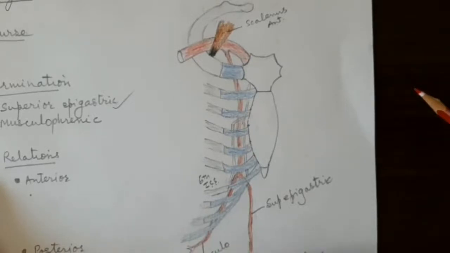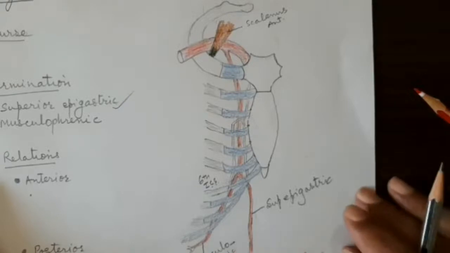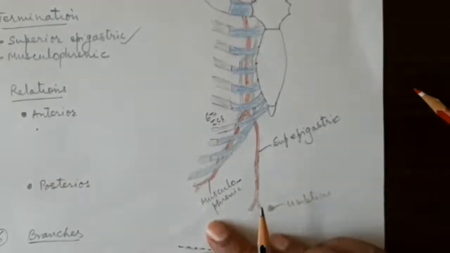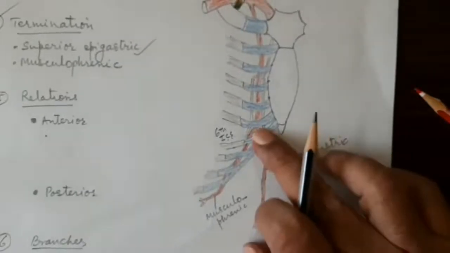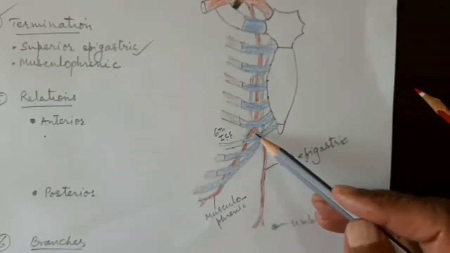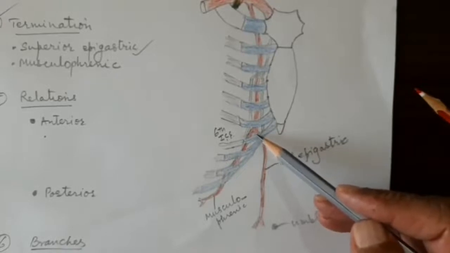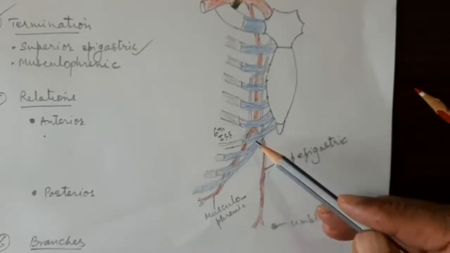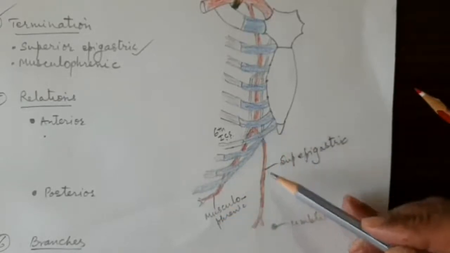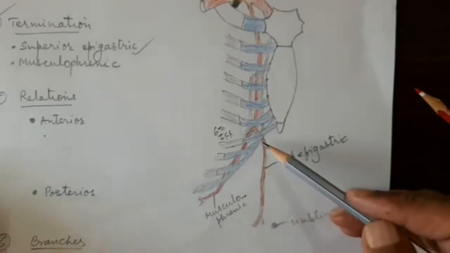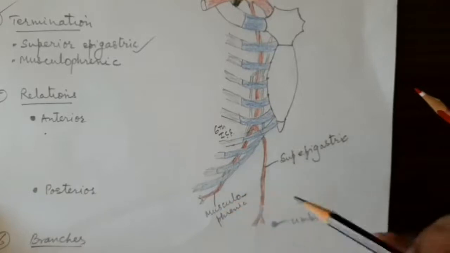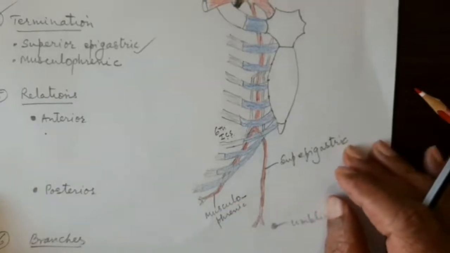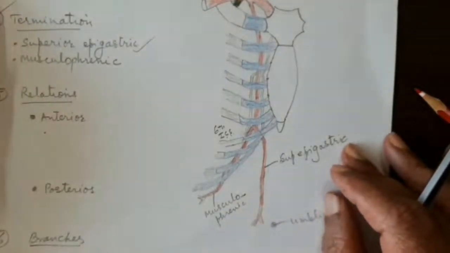This is called the musculophrenic artery. So the musculophrenic and superior epigastric arteries are the two terminal branches which arise in the sixth intercostal space. Now these two arteries, as we will see, run downward. One will go towards the anterior abdominal wall, another will go towards the diaphragm.